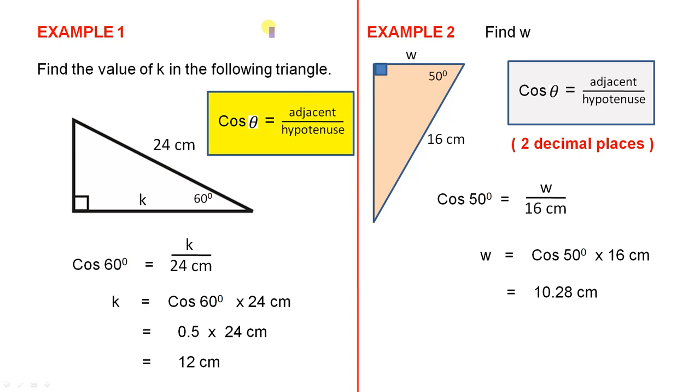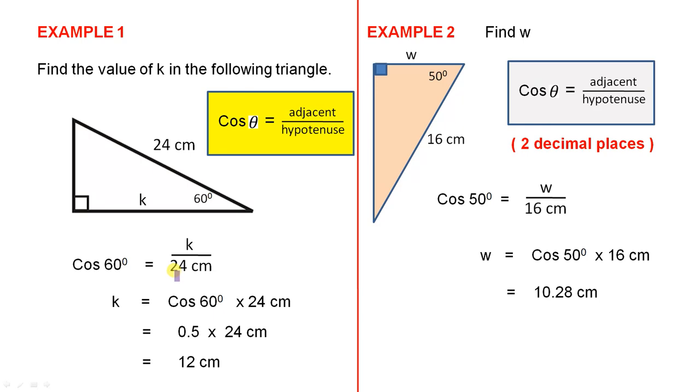Let's look at example 1. Find the value of k in the following triangle. So if we remember from the previous slide, cos theta equals adjacent over hypotenuse. So cos theta will be k over 24 because k is the adjacent and 24 is the hypotenuse. So that's the first line.